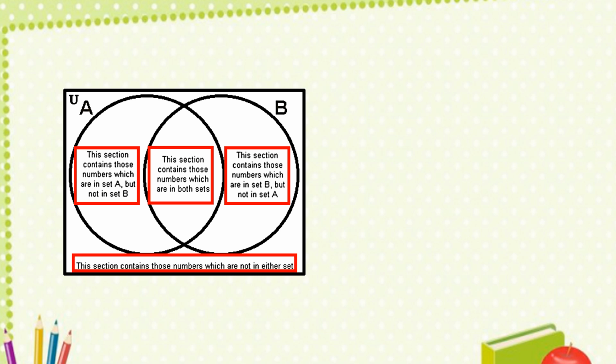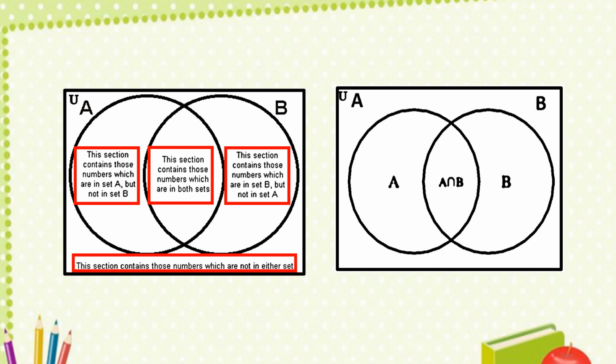And this section here contains those numbers or elements which are not in either set, not in set A and not in set B. In other words, we have here set A and we have here set B. And then we have here only set A, so just this part. And we have here only set B, just that part. And then I have here the intersection of A and B, this part. Okay?